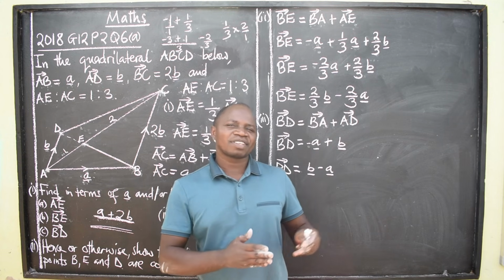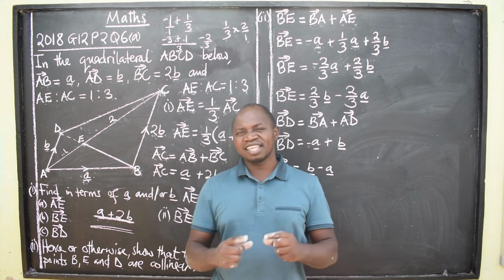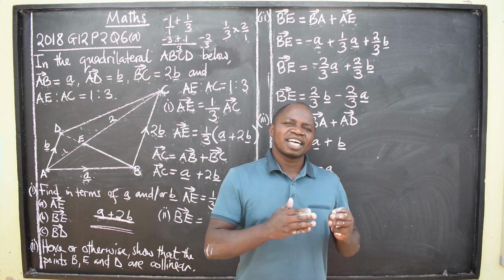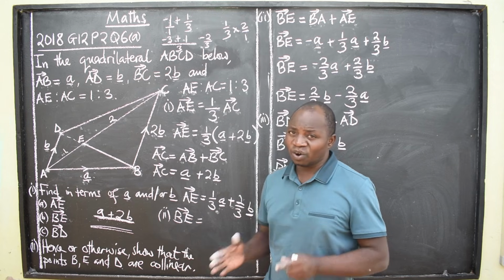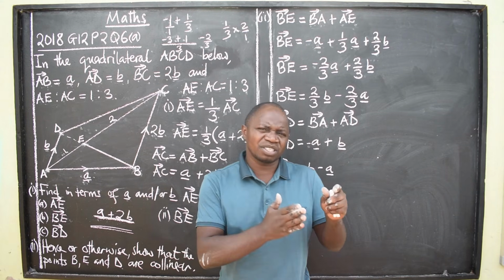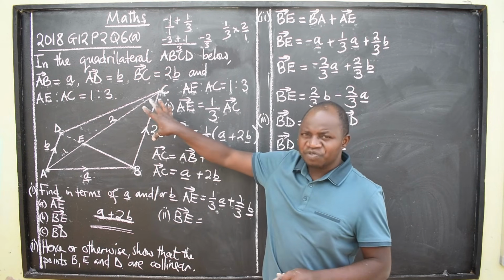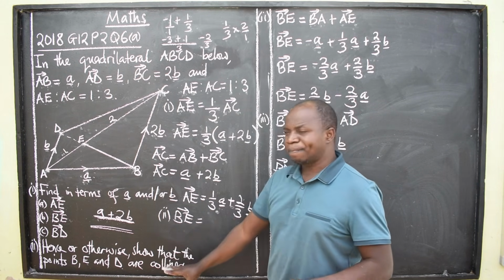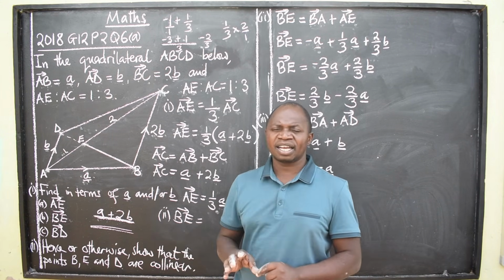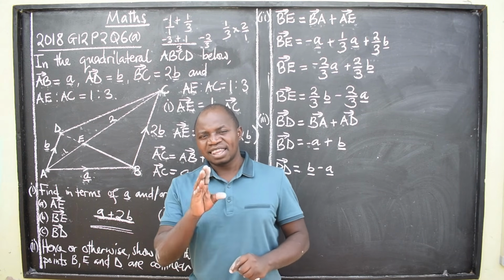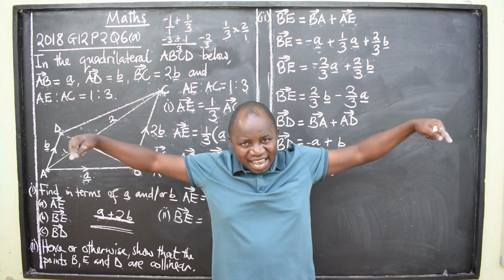When you are dealing with coordinate geometry, collinear means points that have the same gradient. That is collinear. If points have the same gradient, we say they are collinear. But when it comes to vectors, the application of collinear is about showing that these points are in the same straight line.